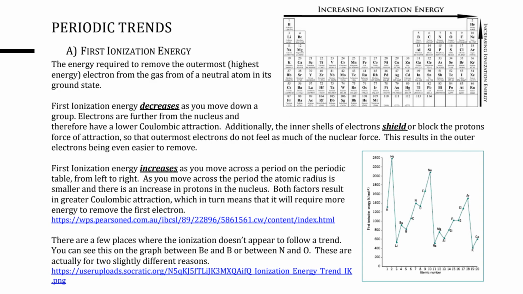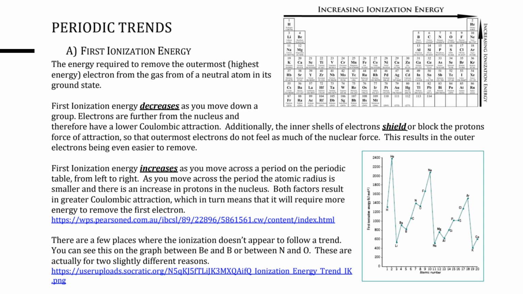Periodic trends. First, ionization energy. It is the energy required to remove the outermost electron, or the highest energy electron, from a neutral atom in its ground state. This first ionization energy decreases as you move down a group. Electrons are further from the nucleus and therefore have a lower Coulombic attraction. Additionally, the inner shells of electrons shield or block the proton's force of attraction. This results in the outer electrons being easier to remove.